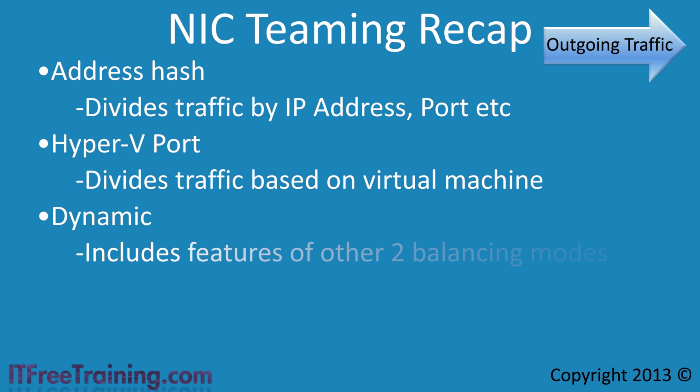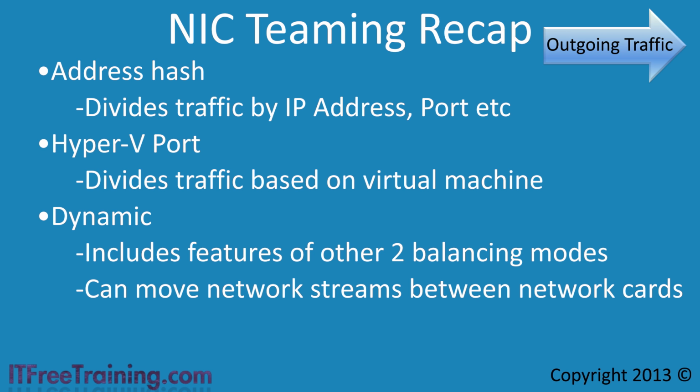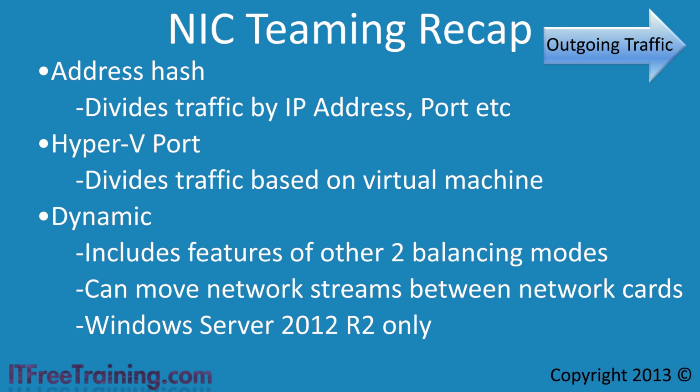Dynamic includes the features of the other two balancing modes. For this reason, it is recommended to use this mode. It also has the ability to move a network stream between network cards to attempt to balance network traffic. However, it is only available on Windows Server 2012 R2. It should be remembered that Windows does not balance outgoing network traffic at the packet level. For this reason, if one network stream has a large amount of data compared to the others, it will always be routed via the one network card, and thus the other network cards in the NIC team will be underutilized.